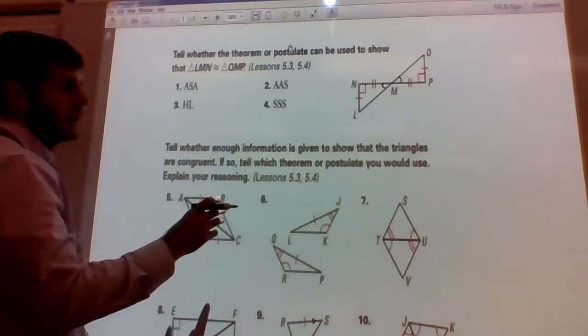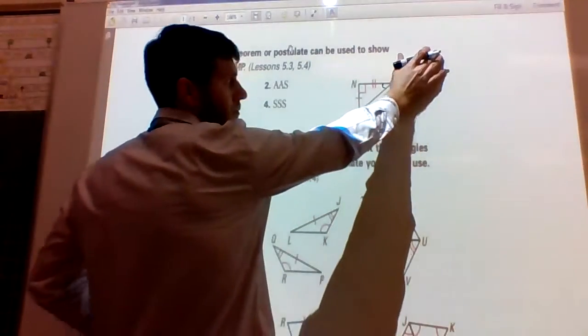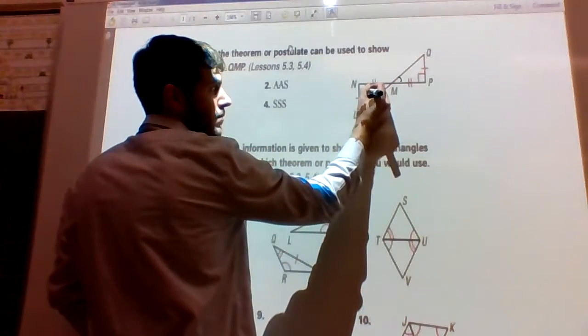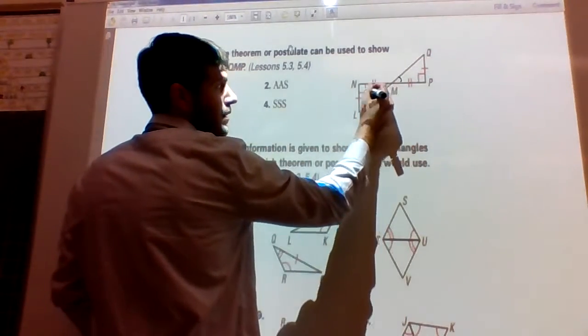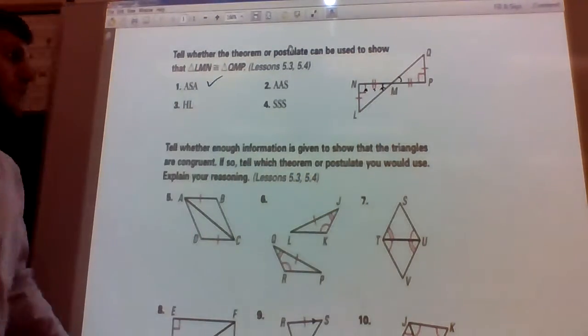So angle, side, angle. Cover one of the triangles up. Do we have an angle, side, angle? Yes, we do. We can go in order and have an angle, side, angle. So this one's yes. We can use angle, side, angle.